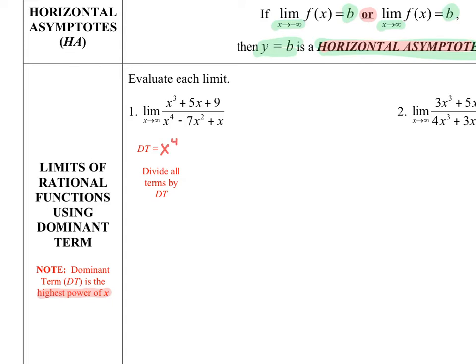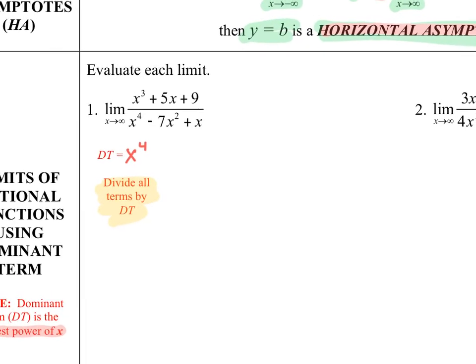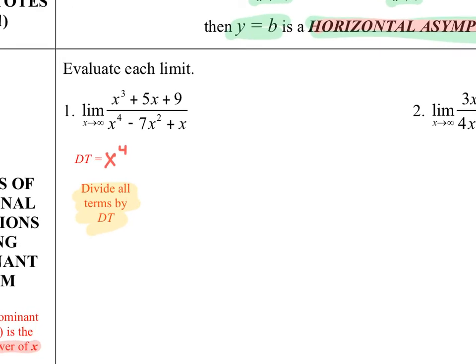And what I'm going to do is divide all terms by this dominant term. Just a little warning, this is going to look worse before it gets better. So just hang in there and understand that we are just developing a concept right here, and it will get better soon. So I'm going to divide each term in my rational expression by x to the 4th.